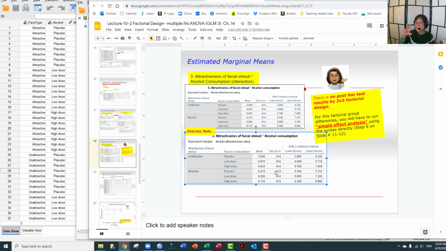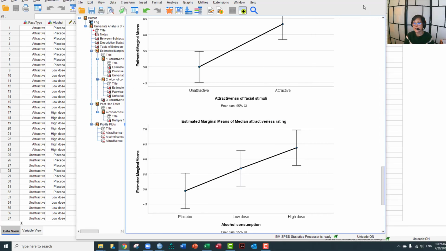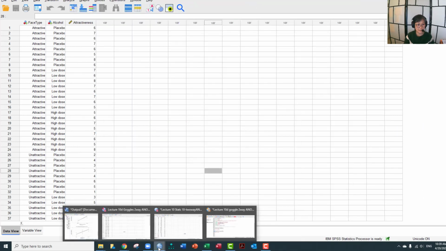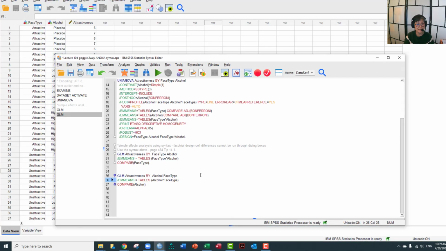In fact, for cell differences, it creates 2 by 3, six different cells, and it doesn't tell us which one is different from which among those cells, right? That's why we need to run simple effect using syntax programming, not the dialogue. The dialogue is not available. So I'm going to open up my syntax here. I have 2 different syntaxes. I'll tell you why later.